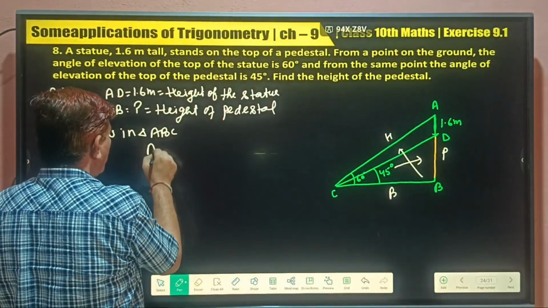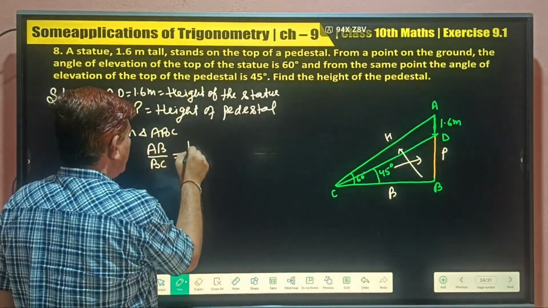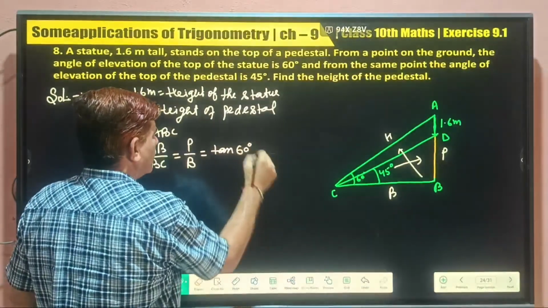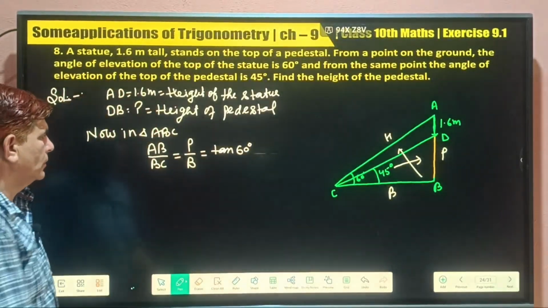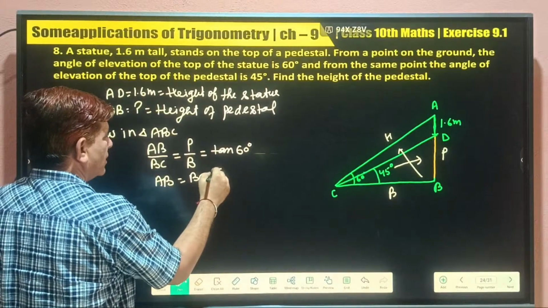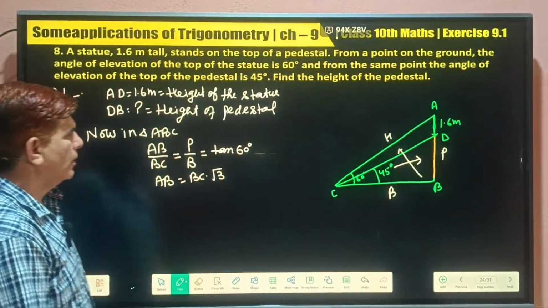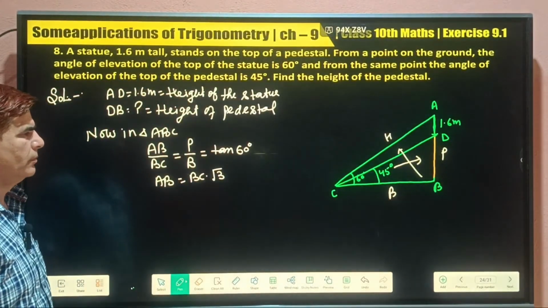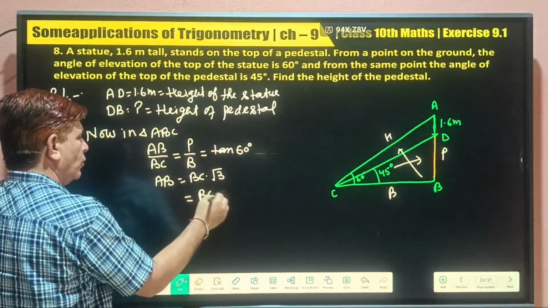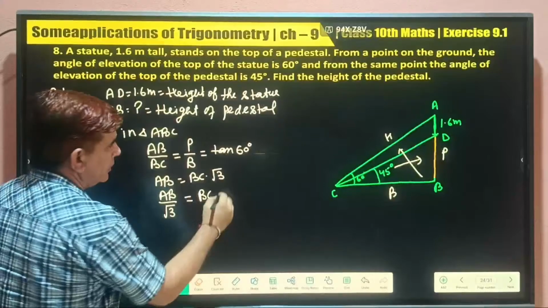So AB by BC, perpendicular by base, is equal to tangent 60 degree. So AB equal to BC tangent 60, and tangent 60 is root 3. So what's BC equal to? BC equal to AB by root 3. This is your first.